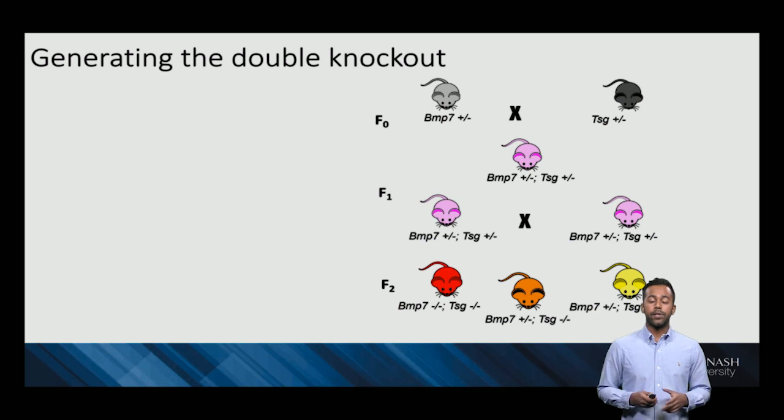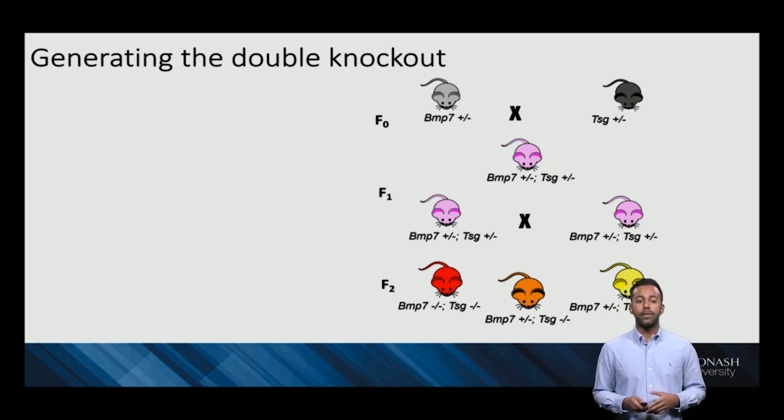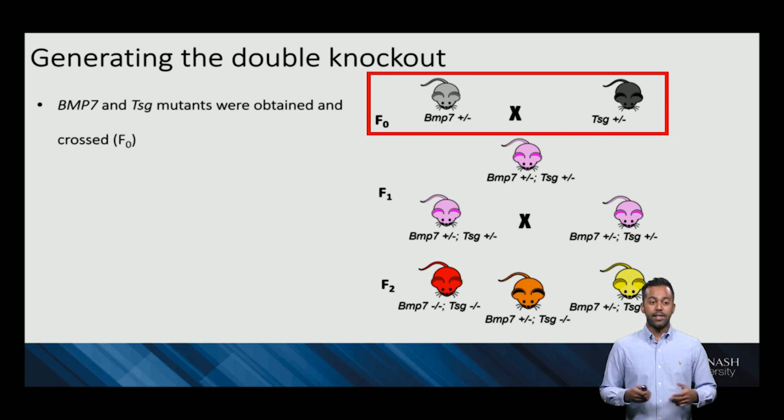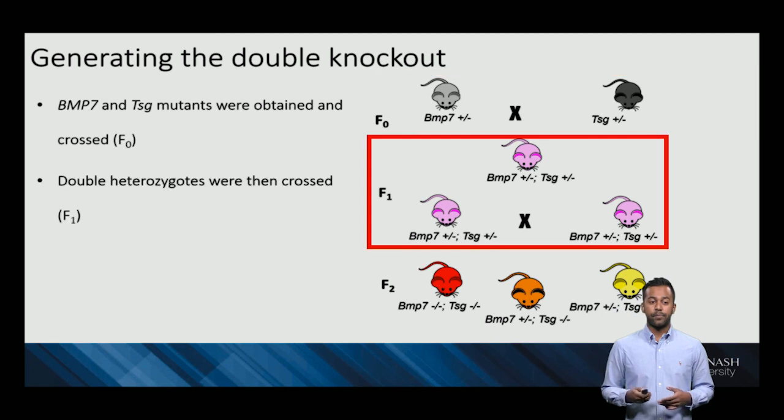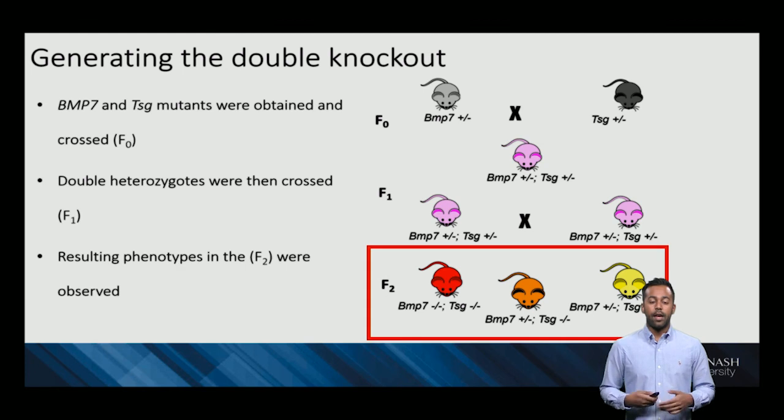So how the researchers in this study went about generating the double knockout mouse was they mated a BMP and TSG mutant, and they crossed it. The resulting fetus was a double heterozygote knockout, so had one copy of BMP7 and one copy of TSG. They then crossed those mice, and the resulting phenotype was the F2 generation, and they got a whole range of different genotypes. So some of them had one copy of BMP7, some of them had no copies of TSG, and the one we were interested in is having absolutely no copies of either BMP7 or TSG present.